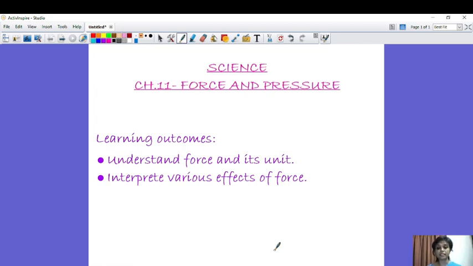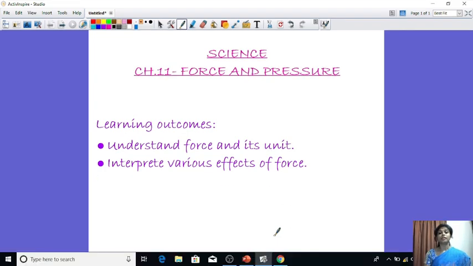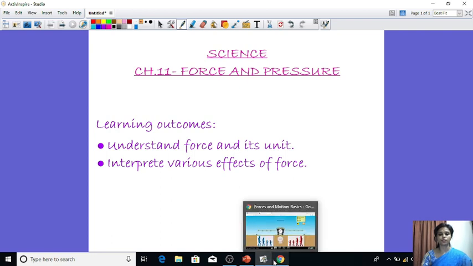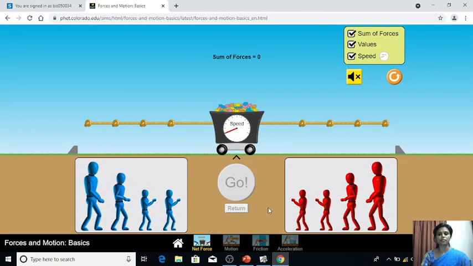But what exactly is this force? And is it measurable? Does it have any unit? So today we are going to talk about all these things in this lesson. Learning outcomes are to understand force and its unit and interpret various effects of it. We are going to learn this with the help of a software, that is PhET simulation. Now let us see what it is.